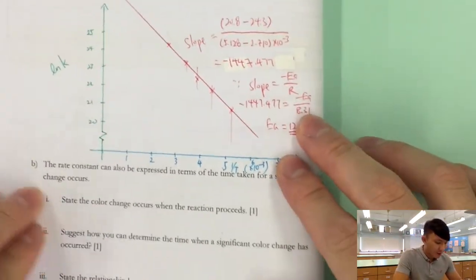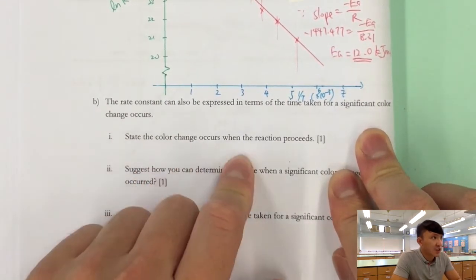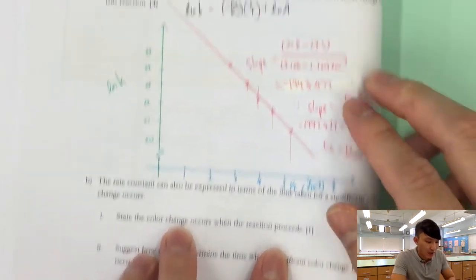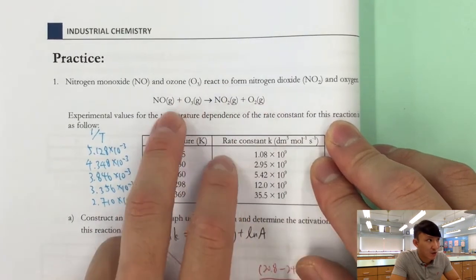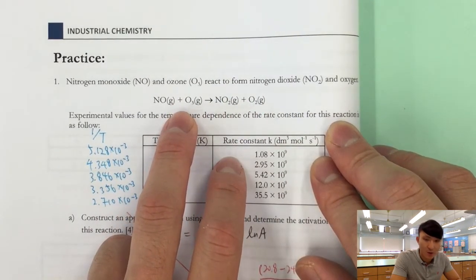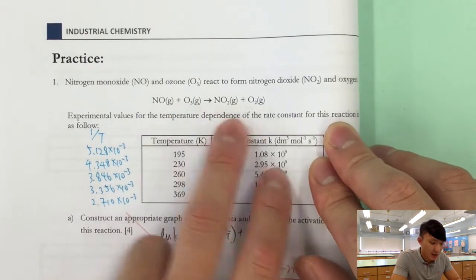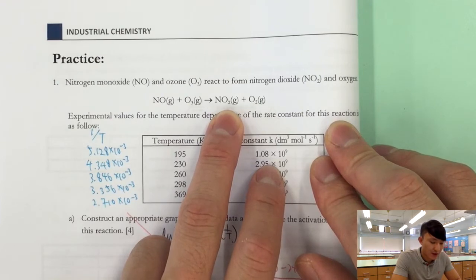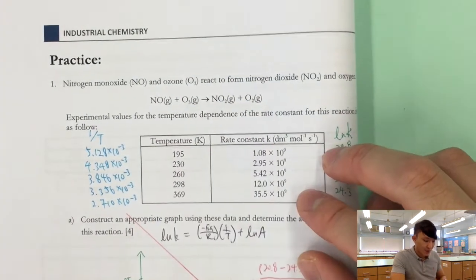Now let's look at part B. State the color change that occurs when the reaction proceeds. Now we have to check the equation. You notice that among all these chemical species, only one chemical species has a color, which is NO2. What is the color of NO2? Well, NO2 is reddish brown in color. So therefore, state the color change that occurs.